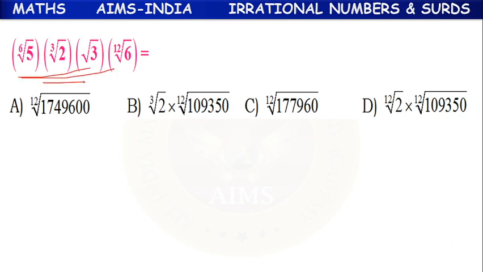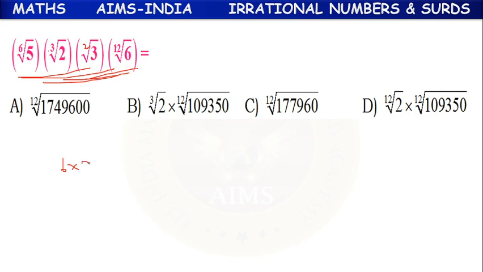Next, we have to simplify the value. How to simplify? So here nothing is there means it is a square root. So 6, 3, 2, 12. What is the LCM? 12.